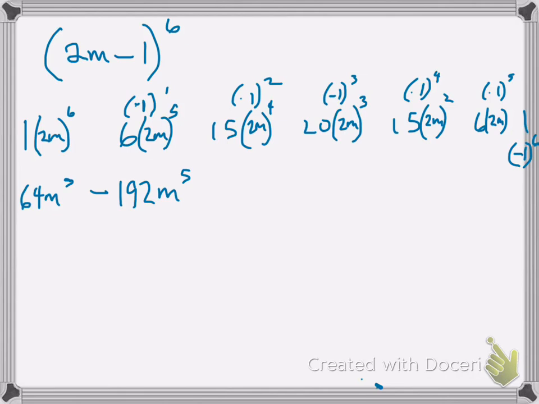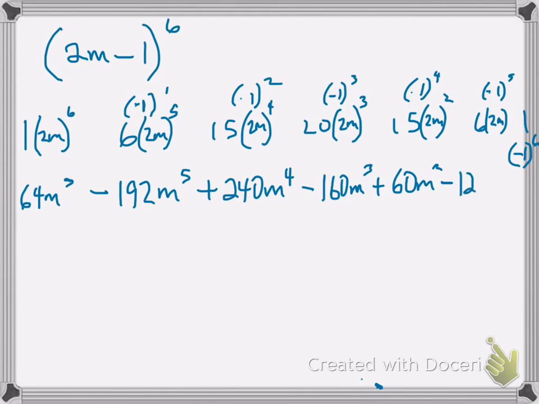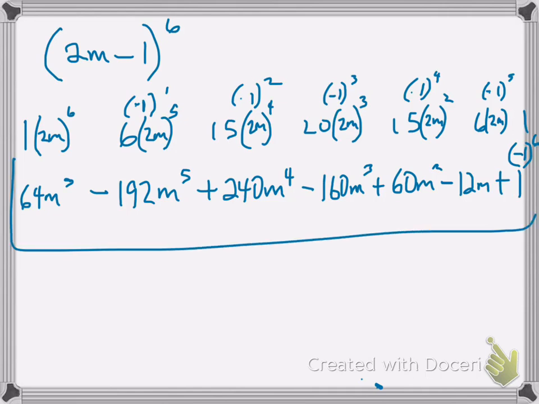And here negative 1 squared is positive. 15 times 16 is 240m to the 4th. The next term has negative 1 to an odd power, so it's negative. 2m cubed is 8m cubed times 20 is 160m cubed. And then the next term is positive. 15 times 4 is 60m squared. And then we're going to have a negative because negative 1 is being raised to the 5th power here. 6 times 2 is 12m. And then negative 1 to the 6th is positive 1. So that's the expansion of that polynomial.